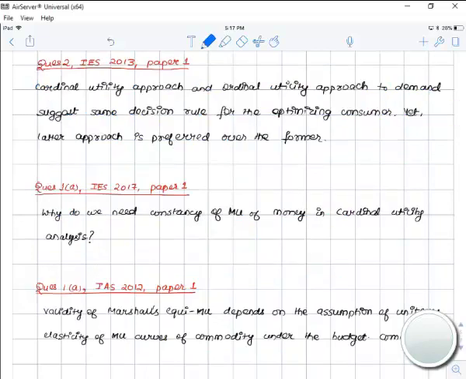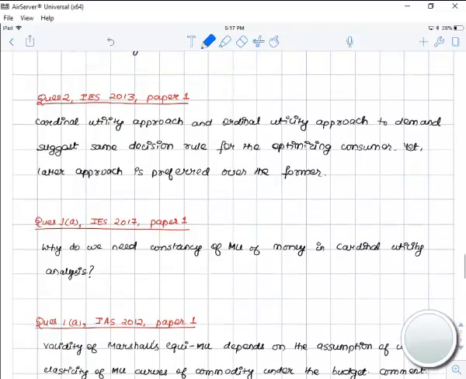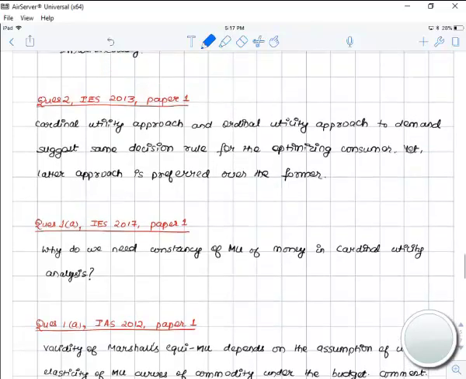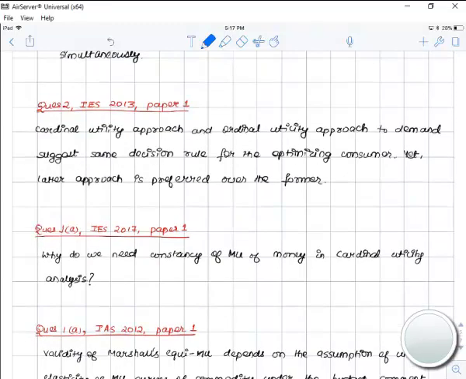Now let us look at the kind of questions which have appeared from this particular topic. The first thing which has come is in question number 2, IES 2013 paper. They said cardinal utility approach and ordinal utility approach to demand suggest same decision rule for optimizing consumer. Yet the latter approach is preferred over the former.